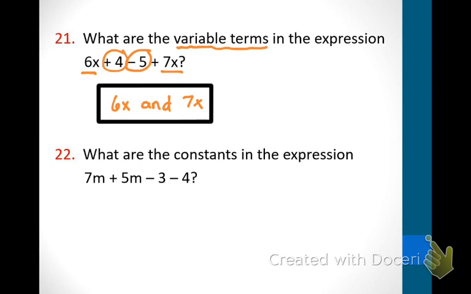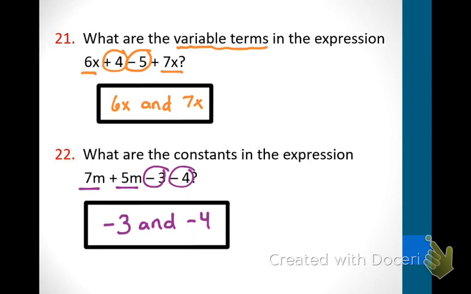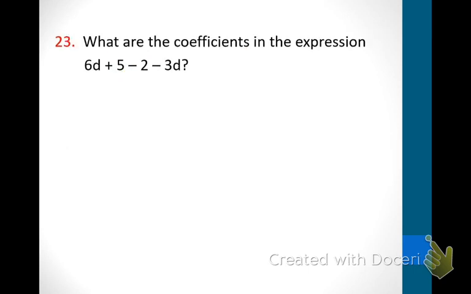Harmony, let's look at the next one. What are the constants in the expression 7m plus 5m minus 3 minus 4? Tell me what to underline and circle, Harmony. Good job. 7m and 5m are both in the m family. Then what else? Negative 3 and negative 4. Good job. Now, Harmony, what are the constants? Remind me again, what is a constant? A number that stands alone. In that expression right there, what are the numbers that stand alone? Negative 3 and negative 4. Good job, because they do not have a variable attached to them. Nice work.